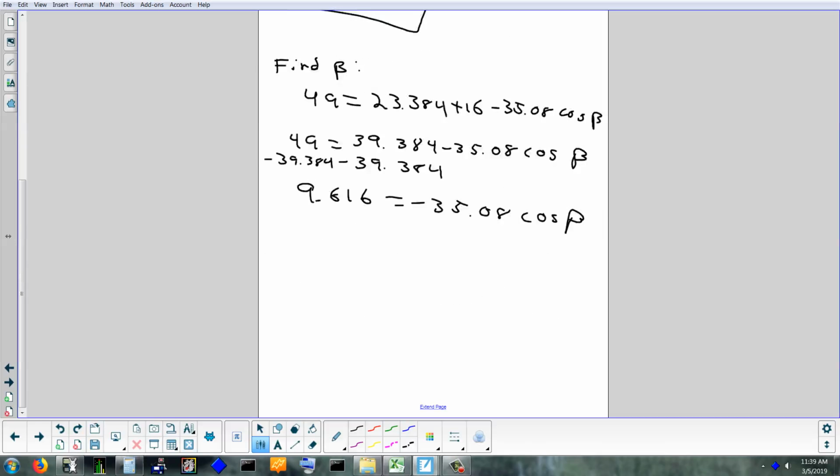Okay, now I just told you the next step. You can divide by the negative 35, and when you divide it, I would just leave it. Don't even do it out. So I have 9.616.